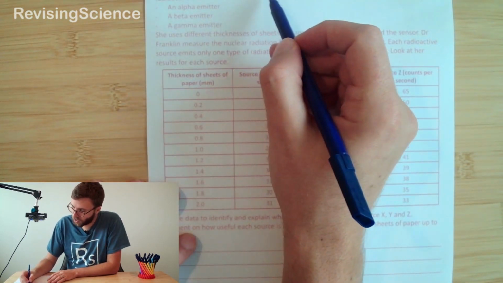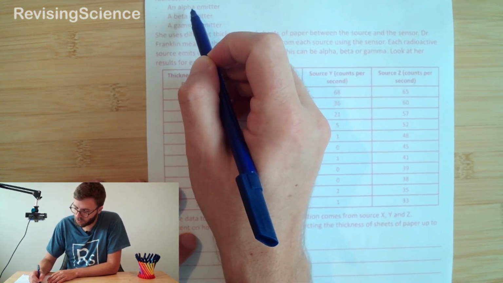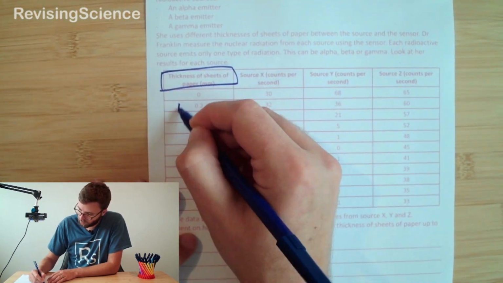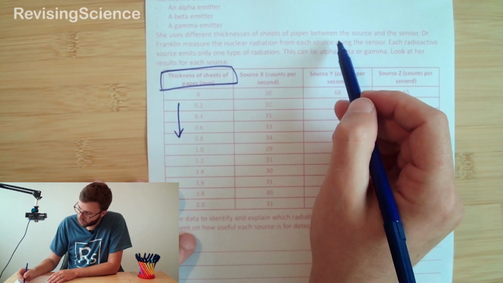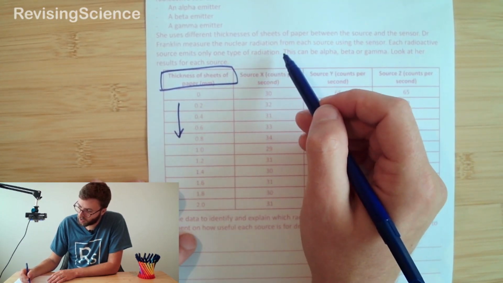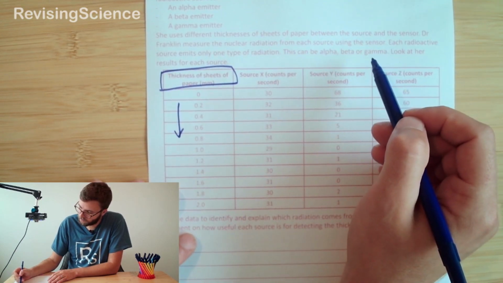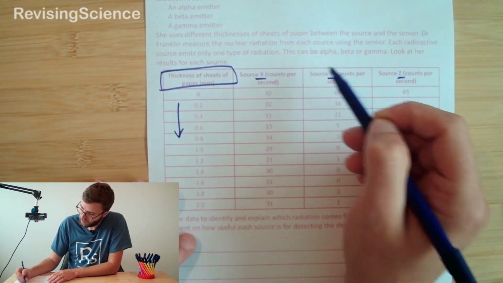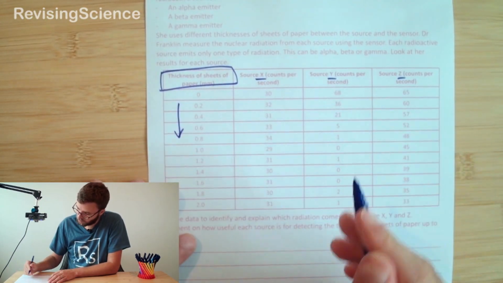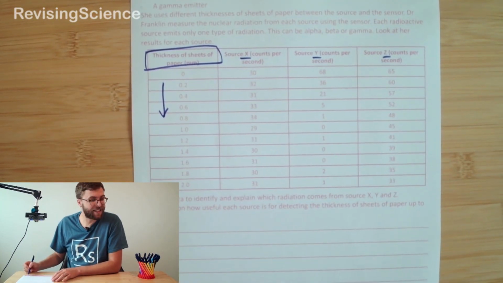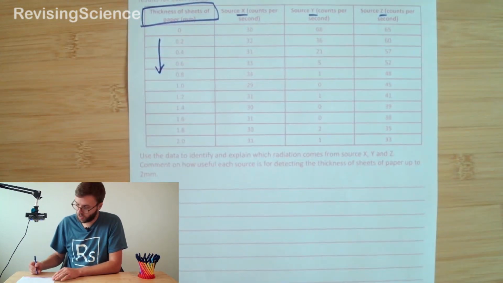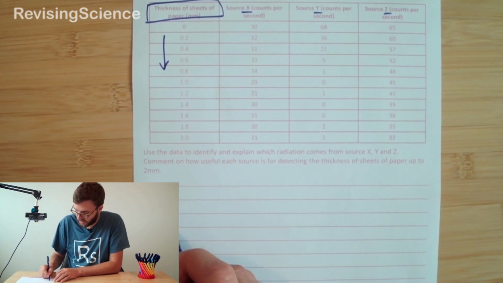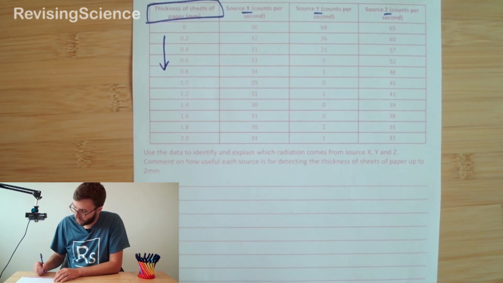And finally, our last page here. Dr. Franklin shows a class an experiment. She uses 3 different radioactive sources, alpha, beta, and gamma. She uses different thicknesses of paper, so we can see that here, the different thicknesses of paper between the source and the sensor, and she measures the nuclear radiation from each source using the sensor. It only emits one type of radiation for each source, so X, Y, and Z could be alpha, beta, or gamma. Let's see if we can work out what they are. It's a nice, easy 6-mark question in terms of structure, because we're going to get 1 mark each for identifying each source correctly, and then for our reason.